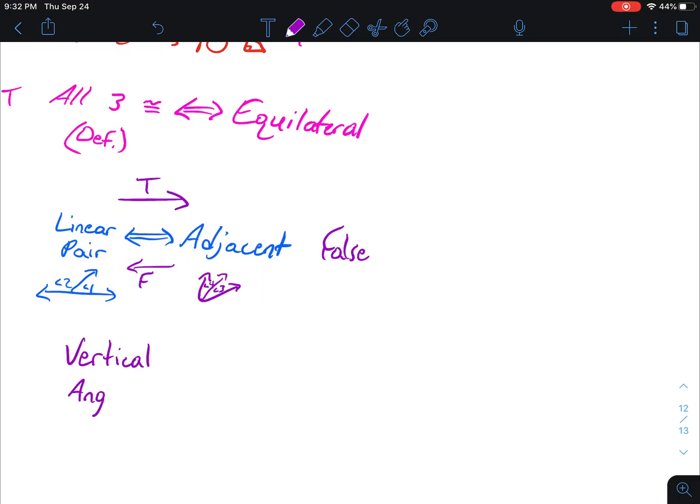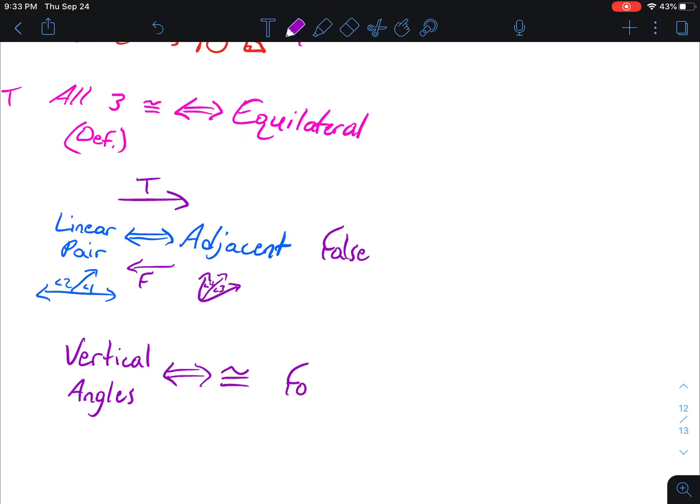So if you have vertical angles, it exists if and only if those two angles are congruent. So are vertical angles congruent? Yes, that's true. But are two congruent angles always going to be vertical angles? No, you could have congruent angles that aren't vertical, right?